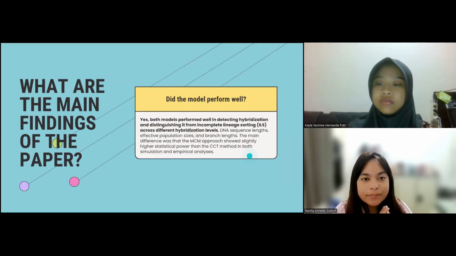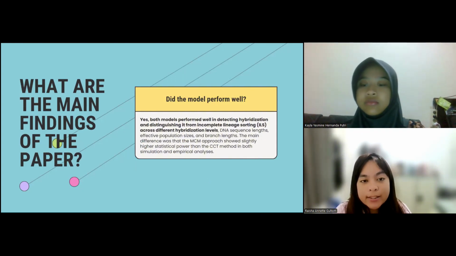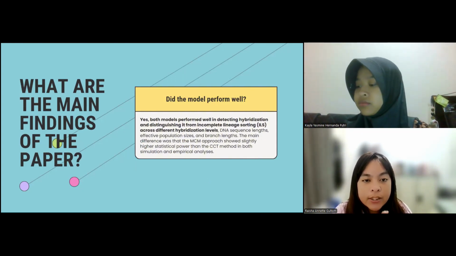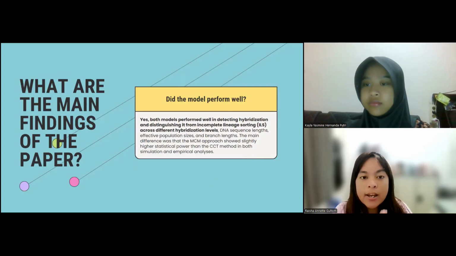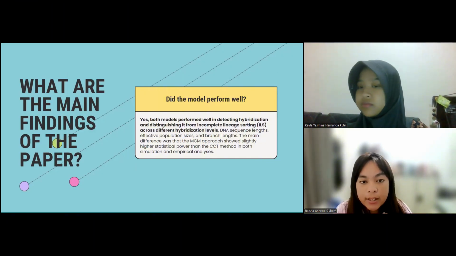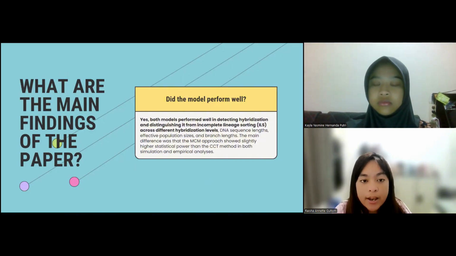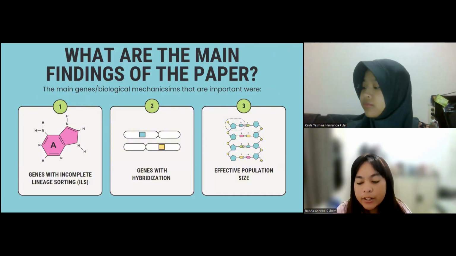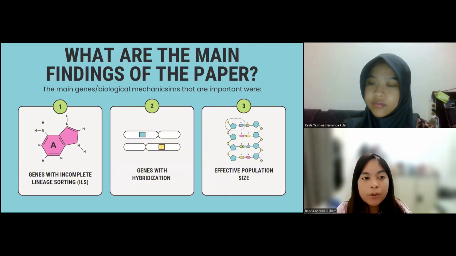Next. So did the model perform well? Yes, both models perform well in detecting hybridization and distinguishing it from incomplete lineage sorting, or ILS, across different hybridization levels, different DNA sequence lengths, different effective population sizes, and different branch lengths. The main difference was that the MinP approach showed slightly higher statistical power than the CCT method in both simulation and empirical analysis.